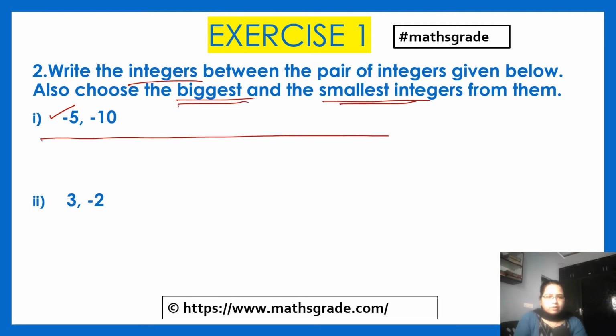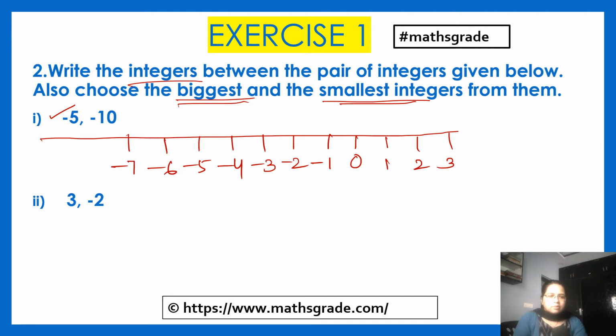First we draw the number line. This is 0, and from 0 to the right-hand side all are positive integers, and from 0 to the left-hand side all are negative integers. This is -1, -2, -3, -4, -5, -6, -7, -8, -9, and this is -10. And this is -5 and this is -10.